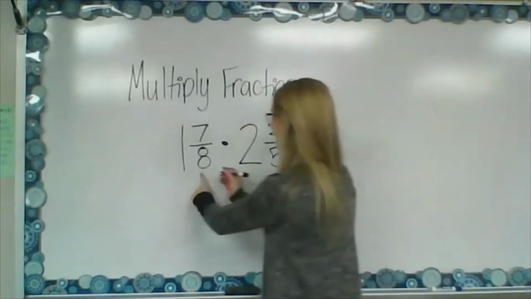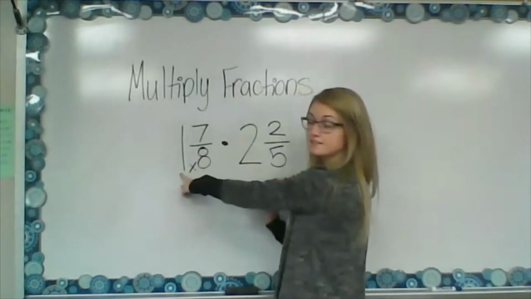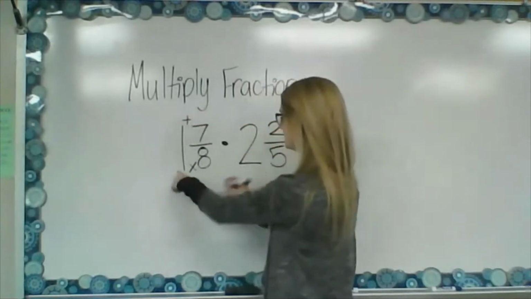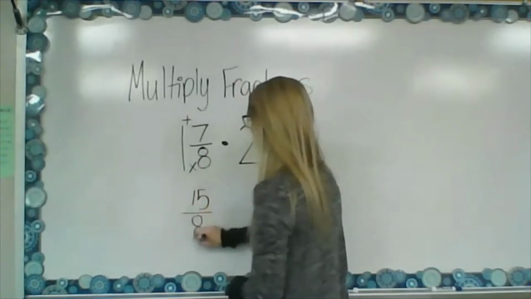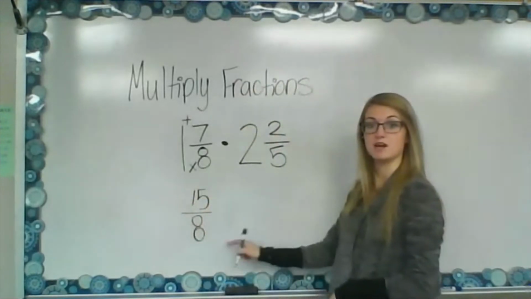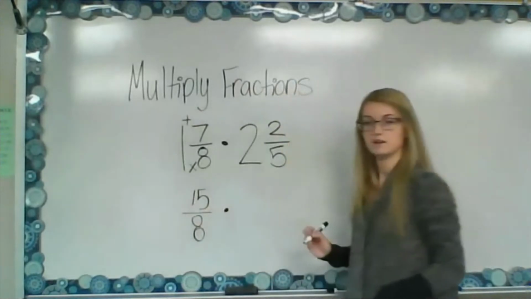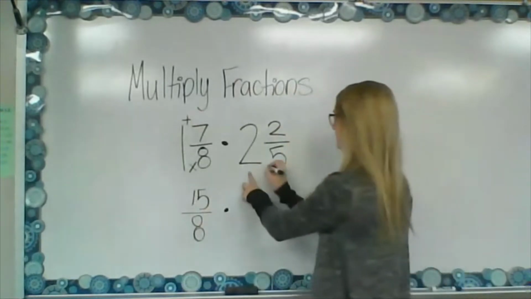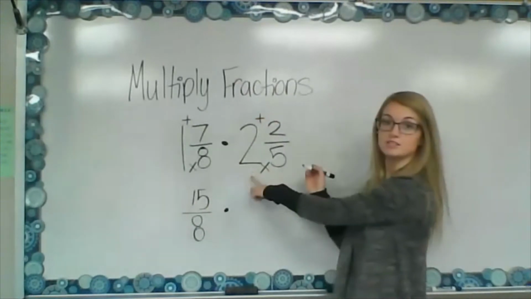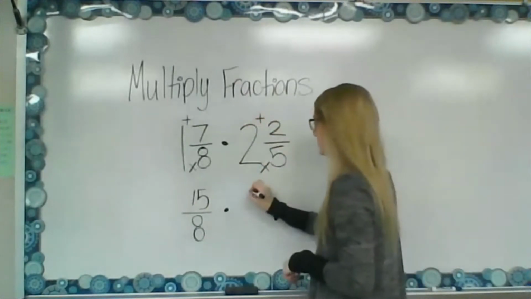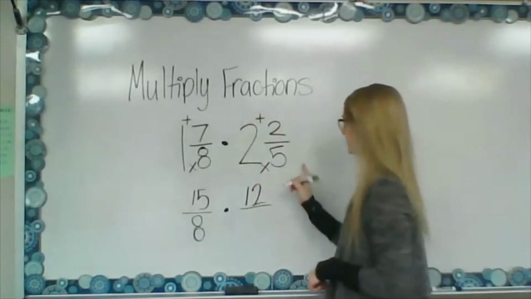So we're going to take 1 times 8 is 8, and then we're going to add 7, and that's 15. So my new fraction is 15 over 8. I keep the same denominator, okay? And then I'm going to multiply and do the same thing. 5 times 2 is 10, plus 2, 10, 11, 12. So now I have 12 over 5.